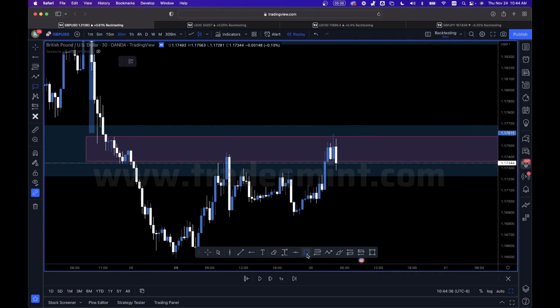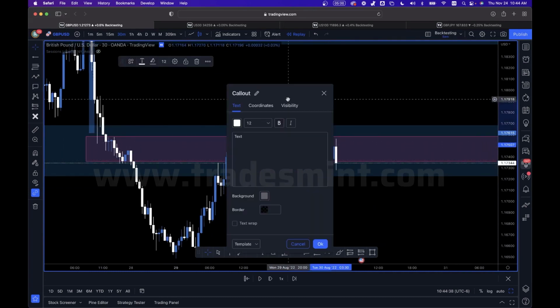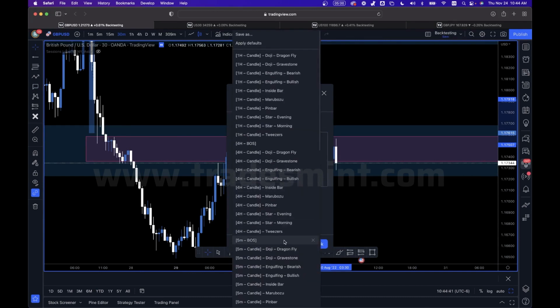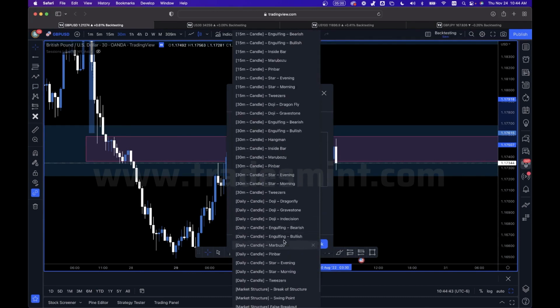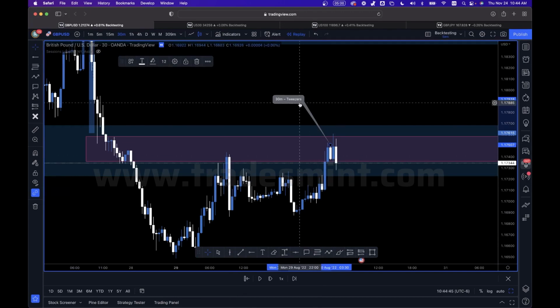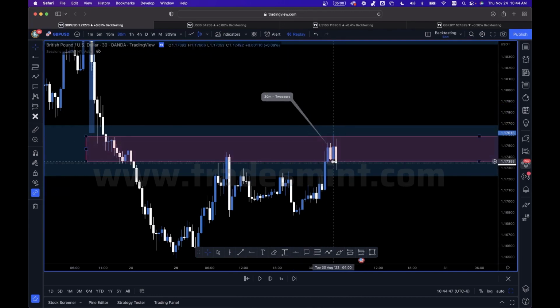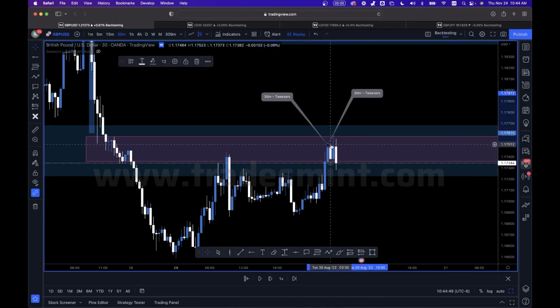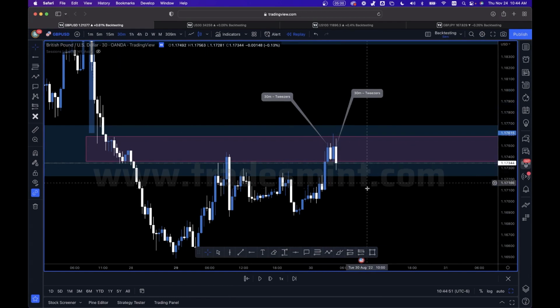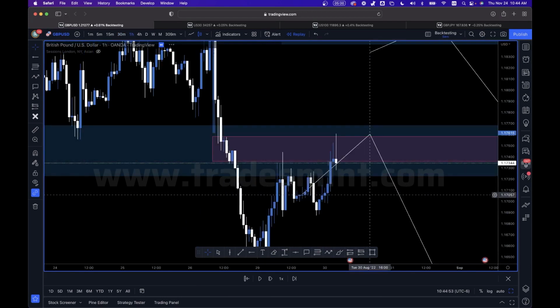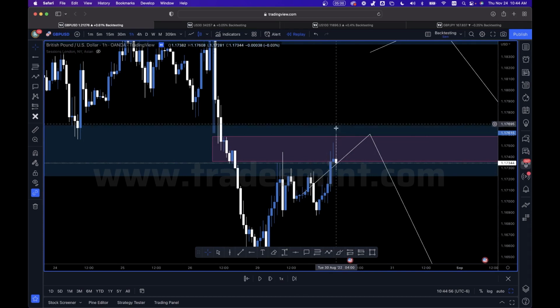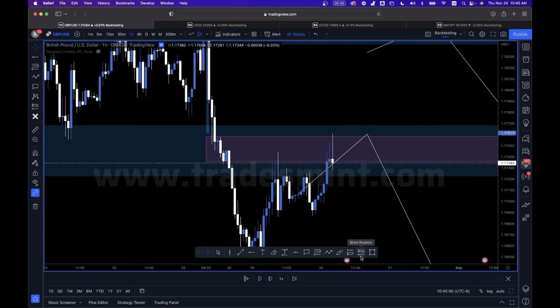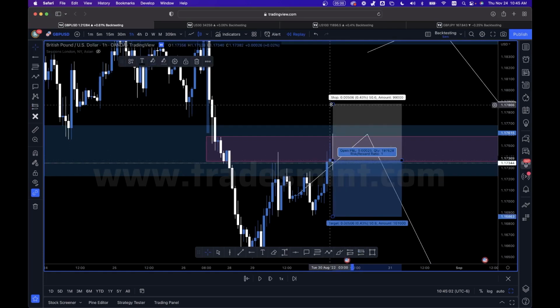Tweezer tops, okay? 30-minute tweezers here, 30-minute tweezers here, okay? Another 30-minute tweezers there. That's it. 1 hour bearish pin bar, strong. That's all we need to see. We should short right now.